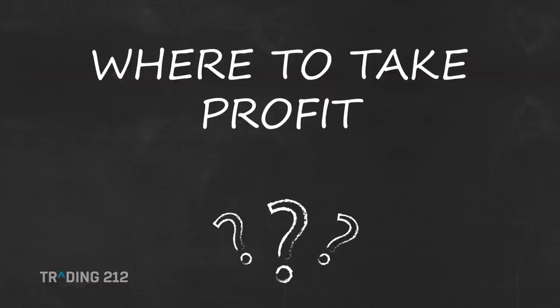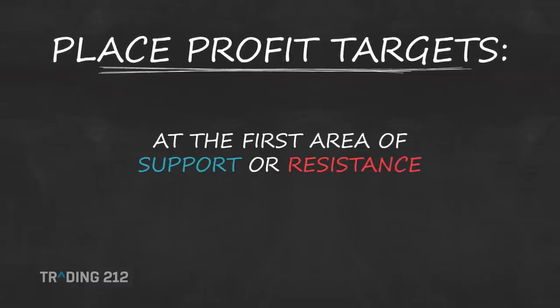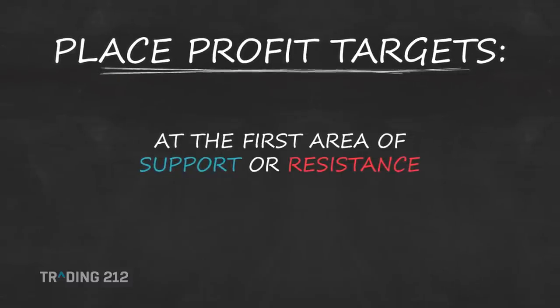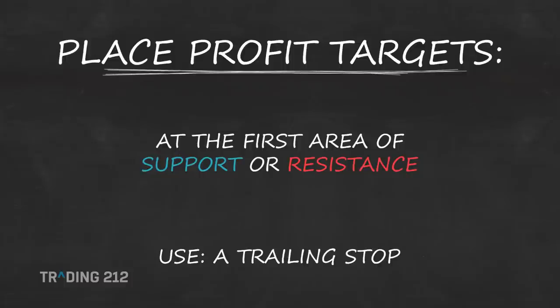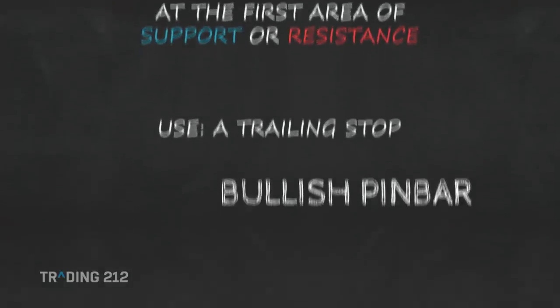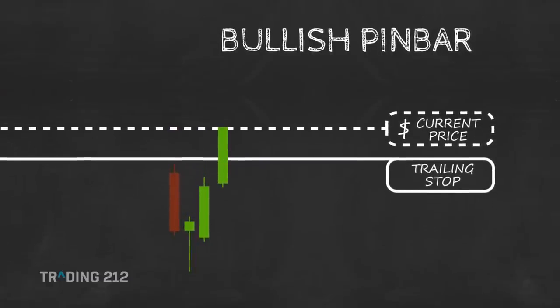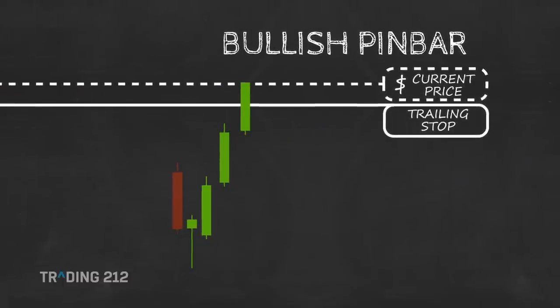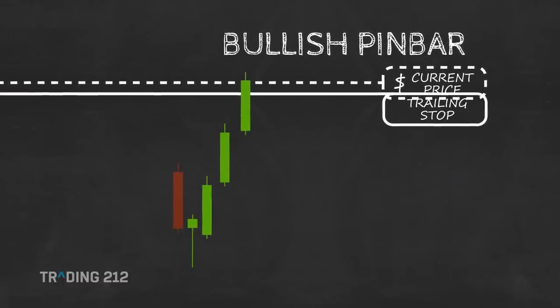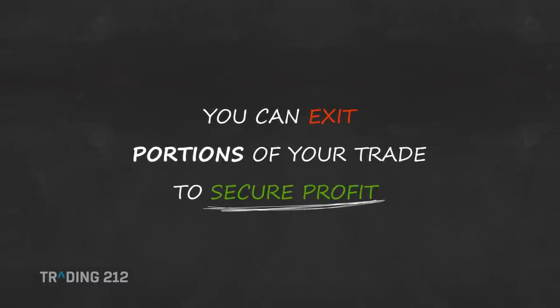Where to take profit? If you're new to the trading pin bar setup, we suggest setting your take profit at the first area of support or resistance. When you have some experience with trading pin bars, you could try using a trailing stop. When trading reversals, you don't know exactly how long the momentum of the new trend will last. For this reason, using a trailing stop would allow you to gain the maximum profit from the momentum while having your stop in place when the market turns. In this way, you would hold your position until the trend exhausts and reverses once again. Alternatively, you can also choose to exit portions of your trade to secure profit along the way.